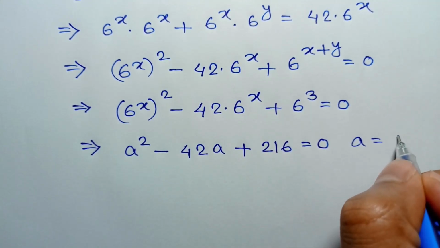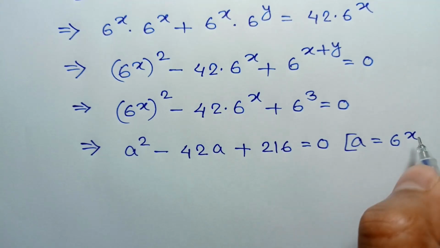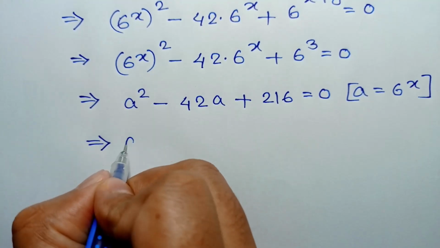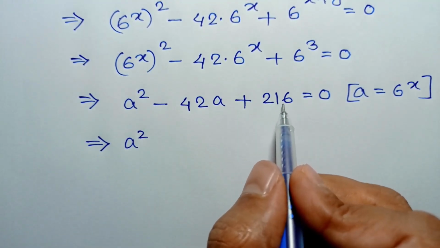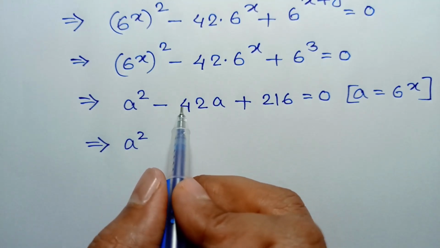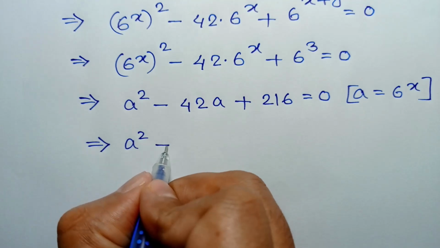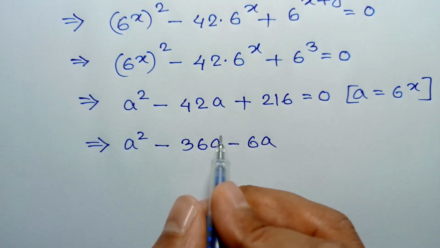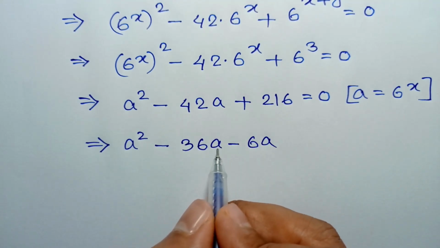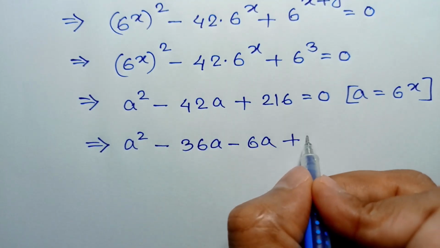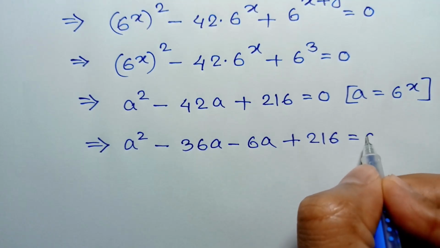Here a is equal to 6 to the power x. 216 is equal to 36 times 6, and 36 plus 6 is 42. So negative 42a can be written as negative 36a minus 6a. So a square minus 36a minus 6a plus 216 is equal to 0.